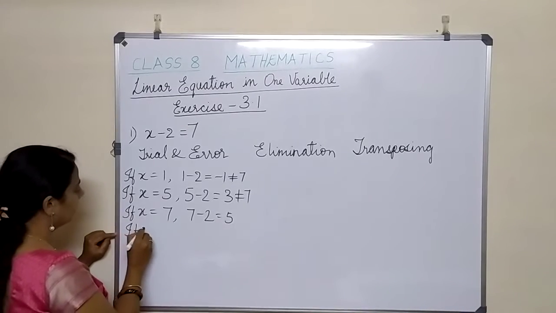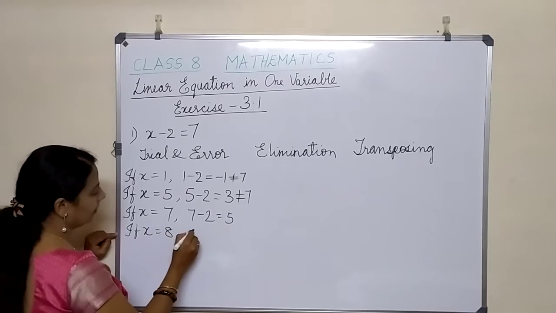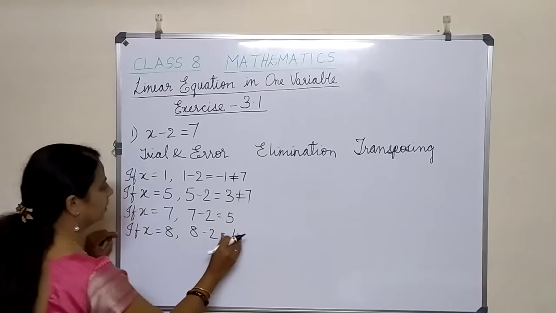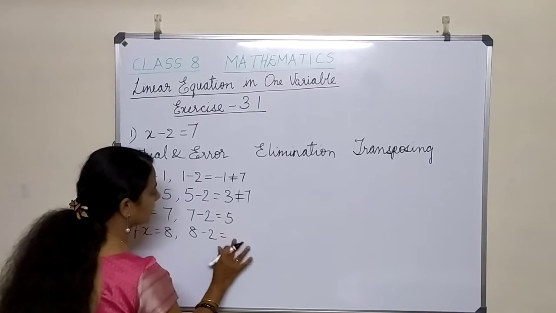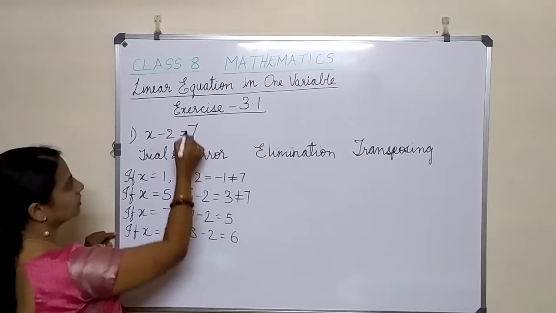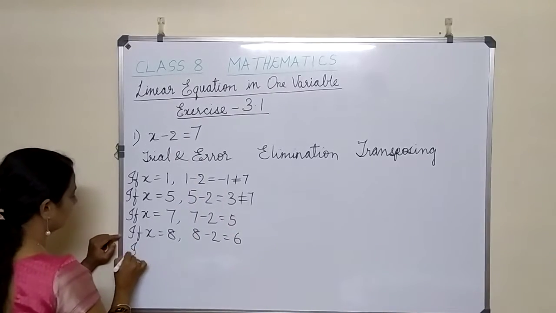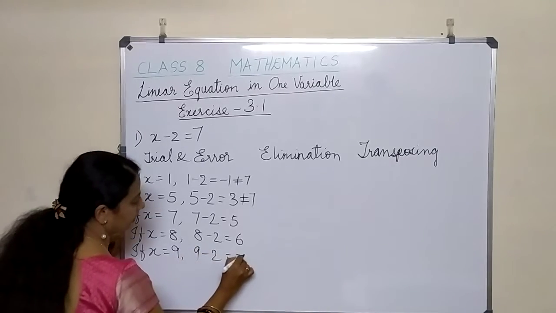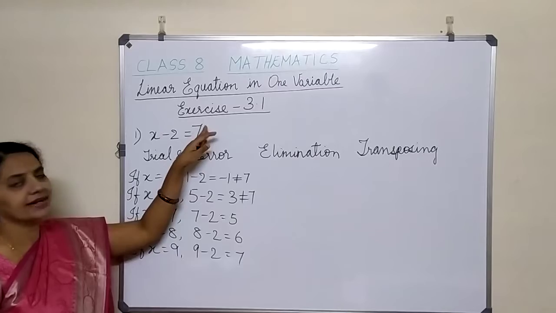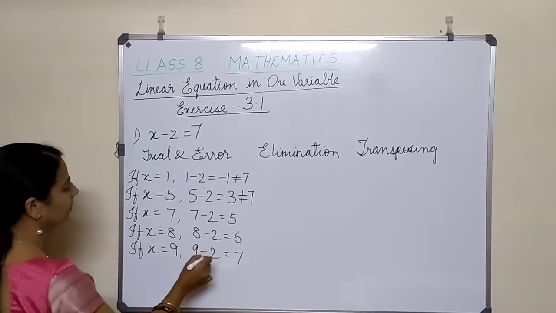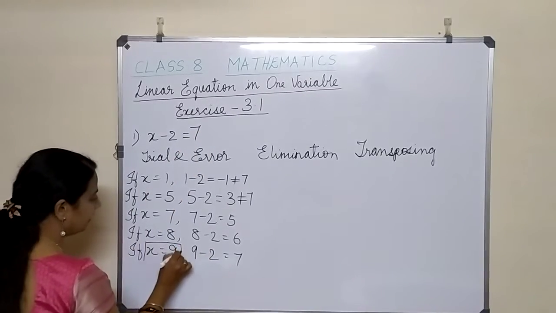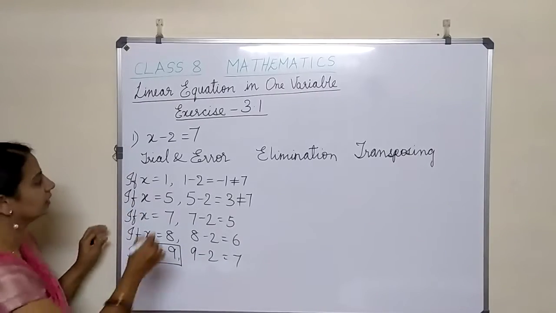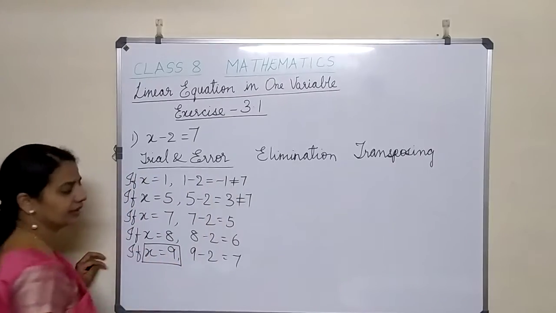Now again x equals 8. 8 minus 2 is 6. So 6 is also not equal to 7. Then if x equals 9, 9 minus 2 is equal to 7. So we got the exact answer, that is the LHS here. So the value of x is 9. Understood, children? So this is how we do it using this trial and error method.